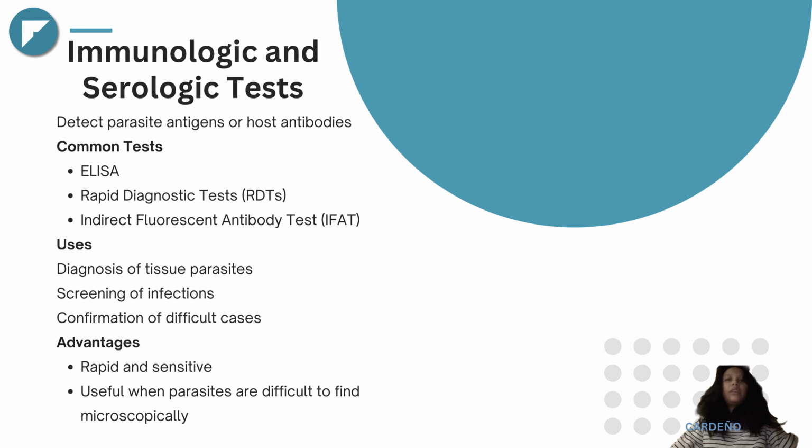Moving into immunology, these tests detect either parasite antigens or host antibodies. Common examples include ELISA, rapid diagnostic tests, and indirect fluorescent antibody tests. They are applied in diagnosing tissue parasites such as Toxoplasma gondii, screening infections in populations, and confirming difficult cases where microscopy fails. Their advantages are speed and sensitivity. For instance, ELISA can detect low levels of antibodies, making it useful for early diagnosis. These tests are indispensable when parasites are hard to visualize directly.